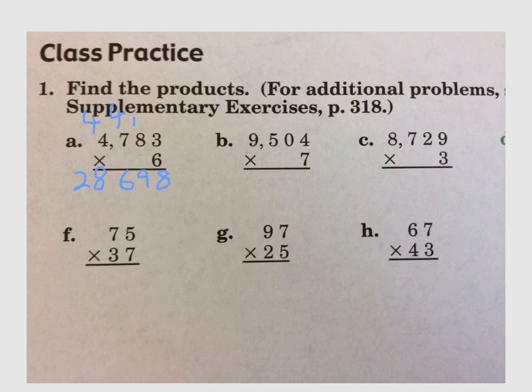And our answer is 28,698. And remember, you place your comma every 3 numbers starting from the beginning. So, I start here and I go 1, 2, 3, and that's where my comma would go, right there. Go ahead and circle your answer.